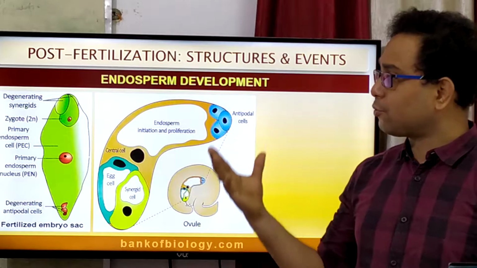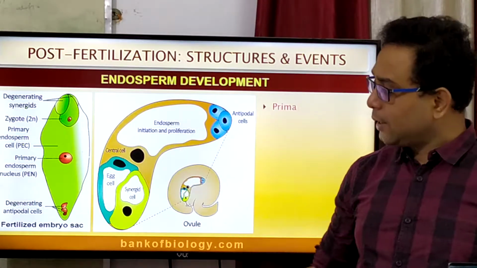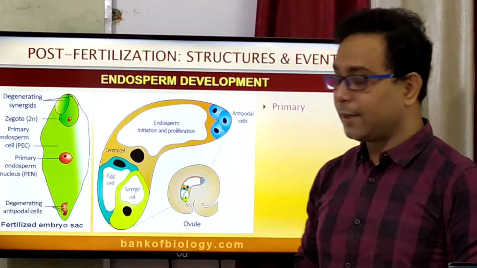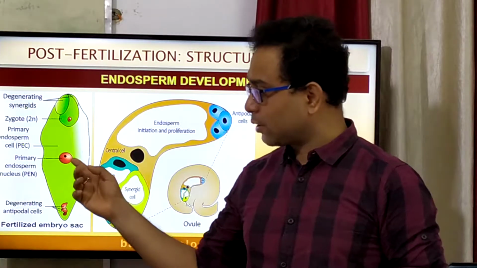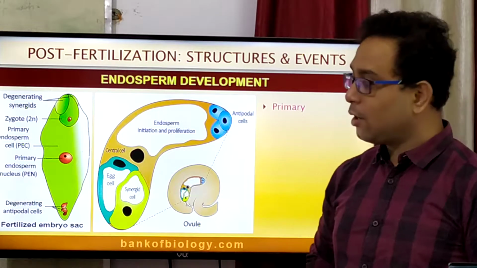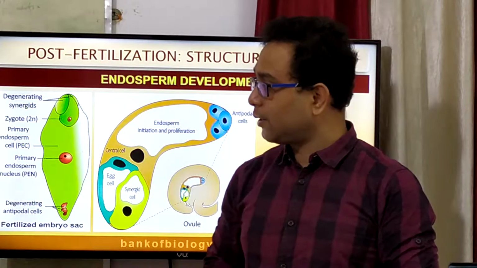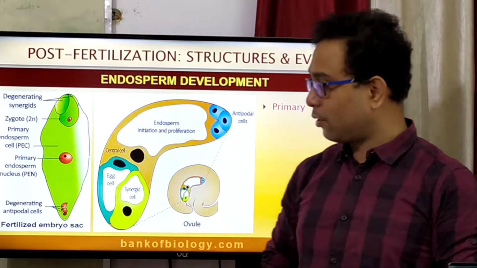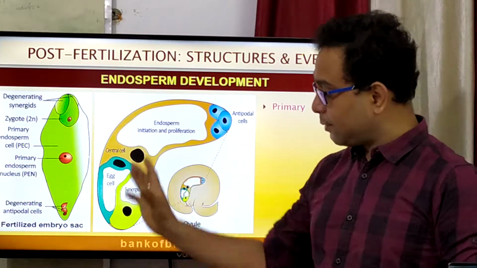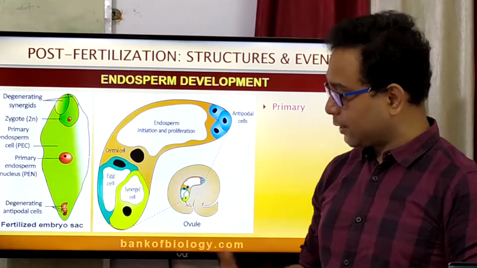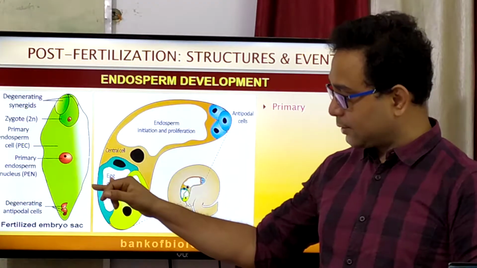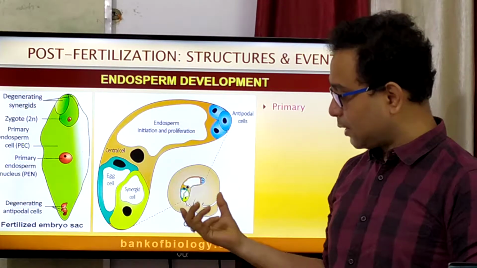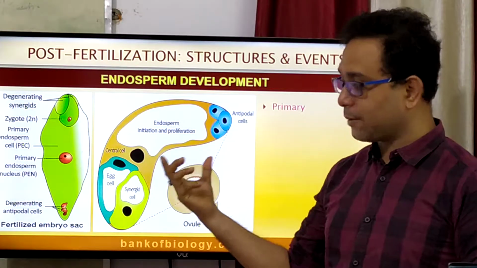Number one, the endosperm development process. It is a fertilized embryo sac, you know. That means it has the PEN, the primary endosperm nucleus, where the chromosome number is 3n, right? On the other hand, here the zygote is there. It is at the micropylar end, because near the micropylar end the zygote is formed. In the schematic view you can also understand that two synergids are there, and this is the egg cell. The endosperm initiates proliferation, and it happens inside the ovule.